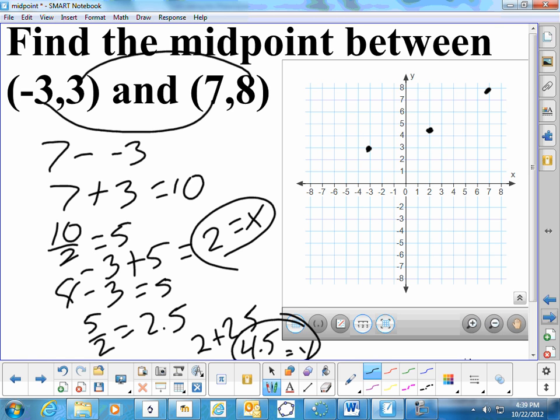Wow, that doesn't look quite right to me. Oh, I started at 3, so I have to add a 3 to my 2.5, and I get 5.5. So it goes up 1 from there. So over 2, up 5.5. That does look like it's in the center right there.